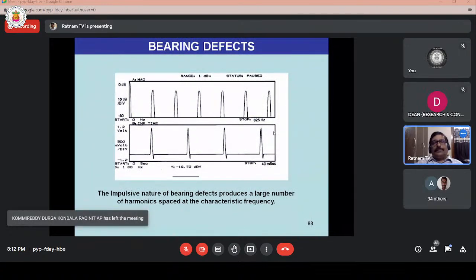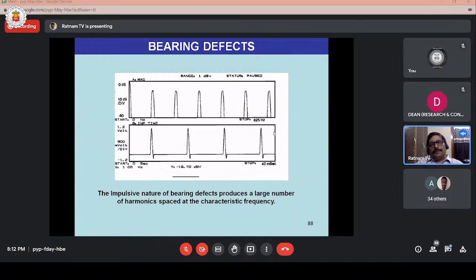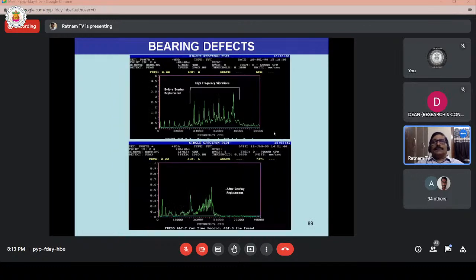Bearing defects. The impulsive nature of bearing defects produces a large number of harmonics spaced at the characteristic frequency. If any ball, inner race or outer race has dents, this type of impulsive spectrum will appear. It is spaced at the fundamental frequency, the speed of the shaft. The difference between these two components will be the shaft speed. So this is attributable to a bearing defect, impulsive in nature. This is a typical bearing defect spectrum.